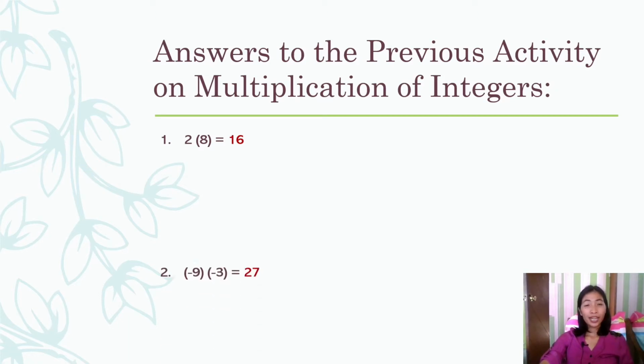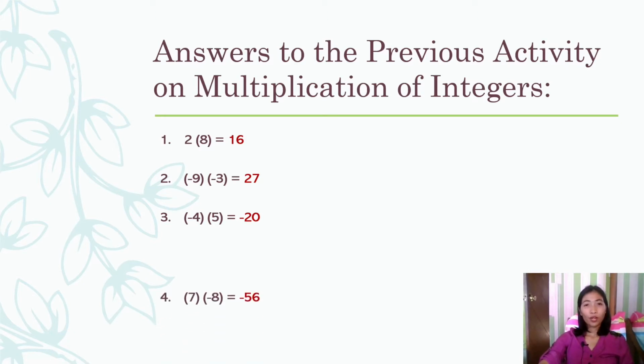Number 2, negative 9 times negative 3. Since they are both negative, then that is 27. Number 3, negative 4 times 5. Since one is negative and the other is positive, that's negative 20. Number 4, 7 times negative 8. They are of different signs, so the answer is negative 56.